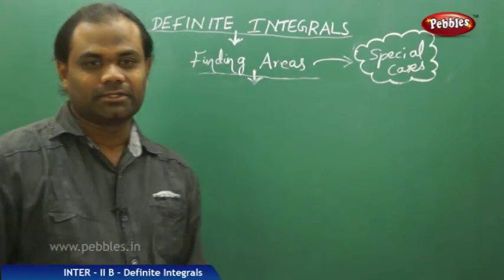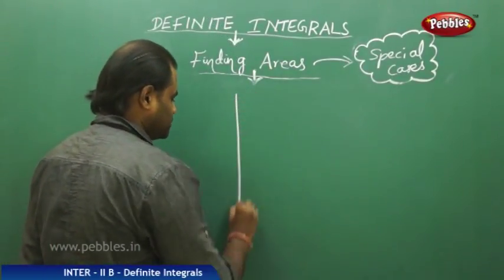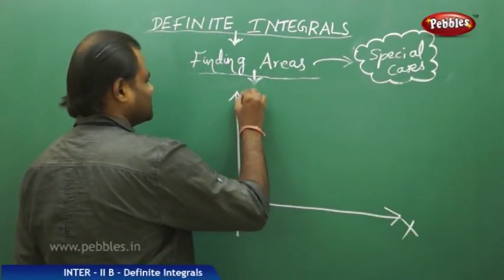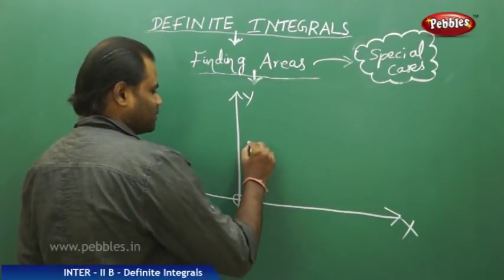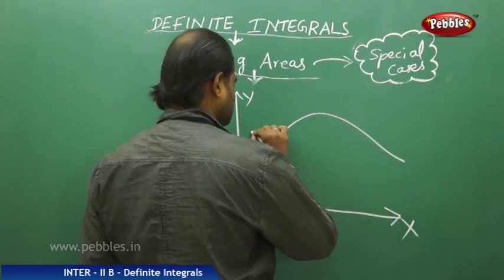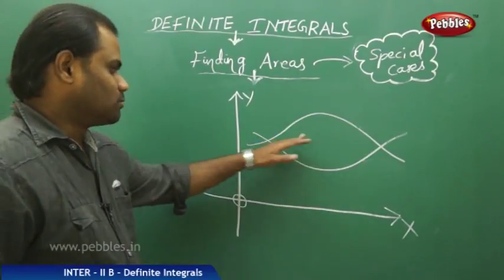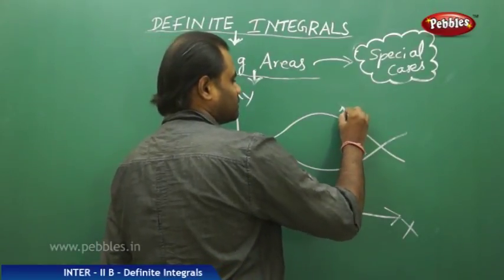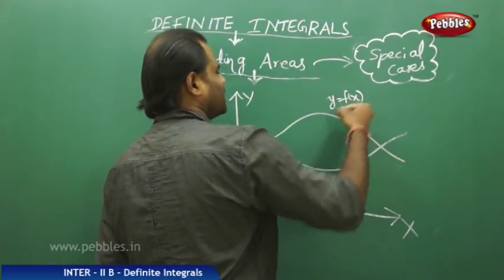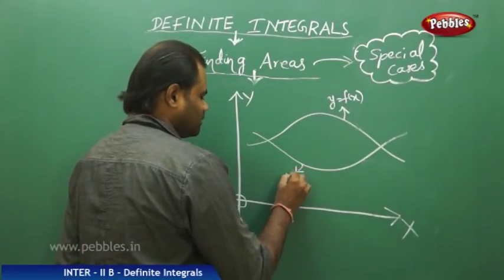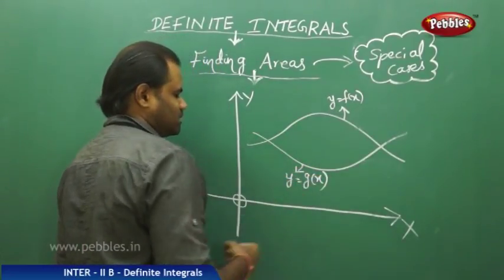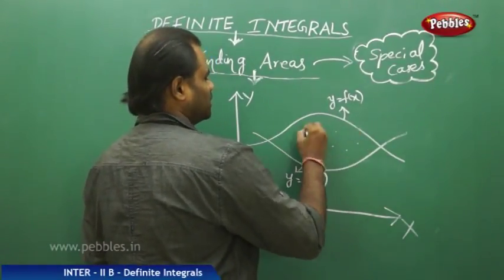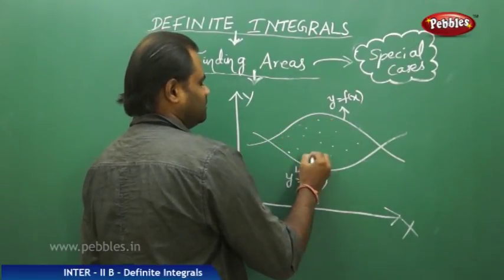Now let's see the next special case. Suppose I have the x-axis and y-axis and the origin, through which there are two curves. One of the curves is given by the equation y equals f of x and the other by y equals g of x. Then how do we find the area of the region bounded by the two curves here?